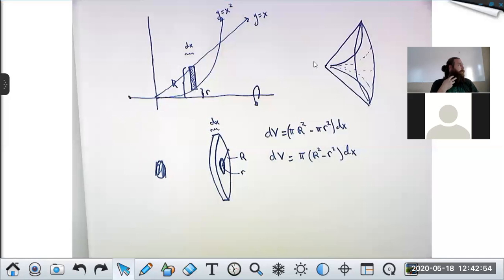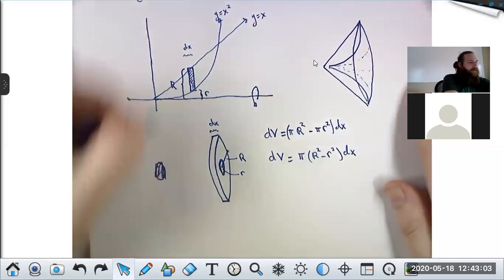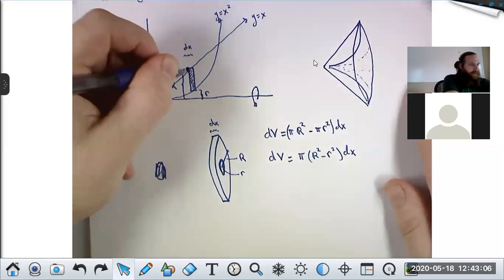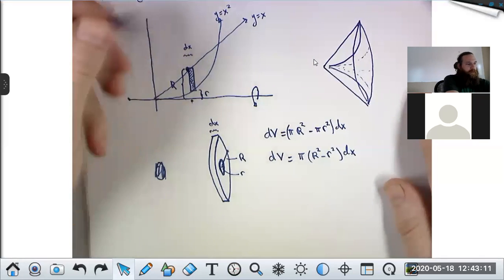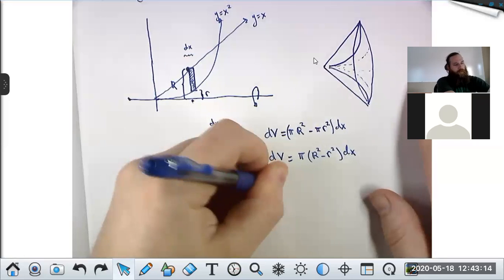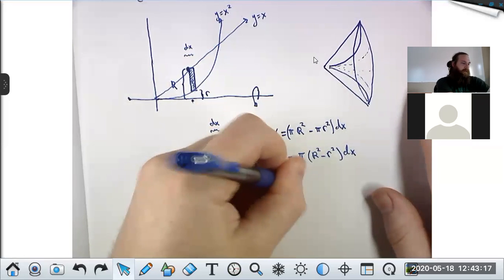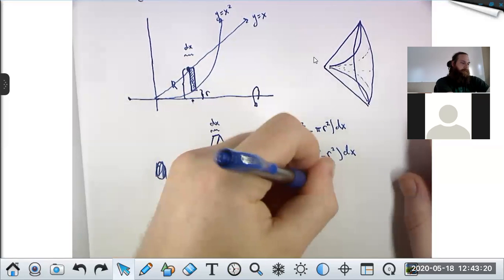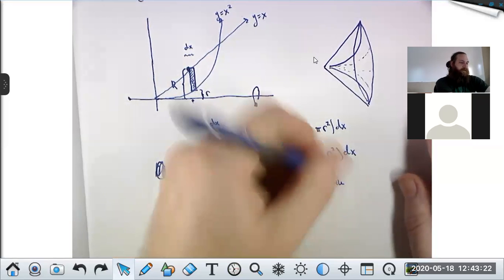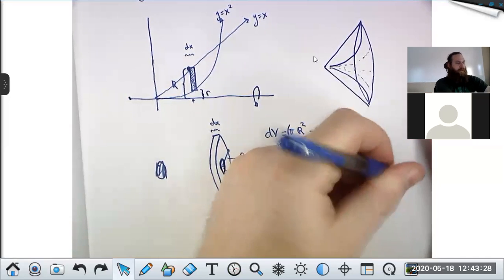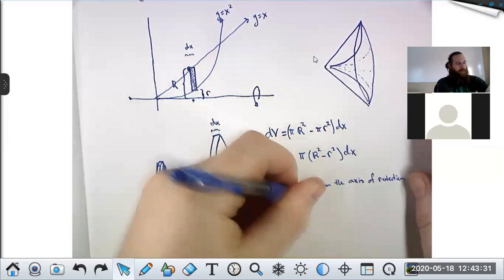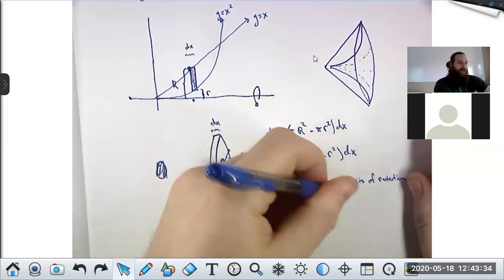So now I need to come up with expressions for big R and little r in terms of x. Big R is the height from the line y equals x to the x-axis. Big R is the distance from the top of the strip to the axis of rotation. That's always going to be true. Big R is the distance from the axis of rotation to the further end of the strip.